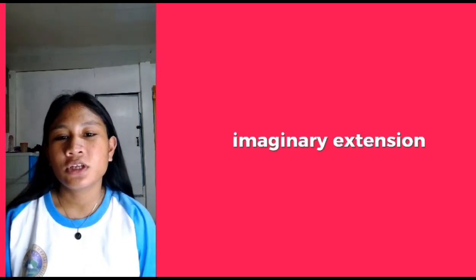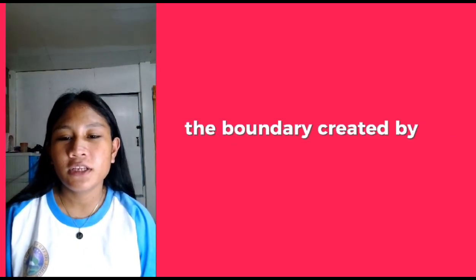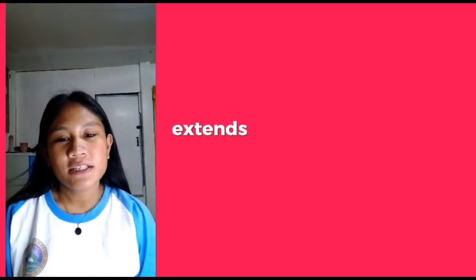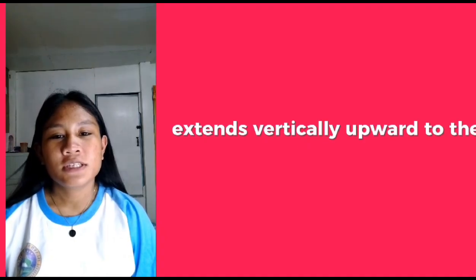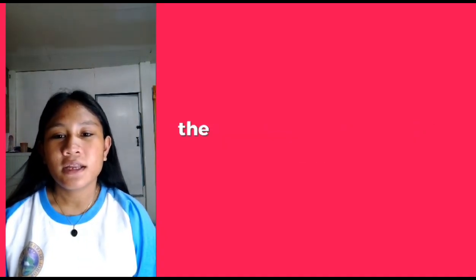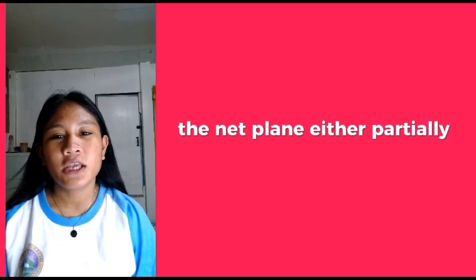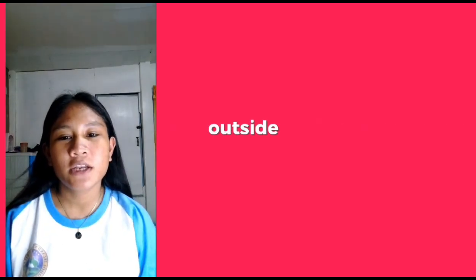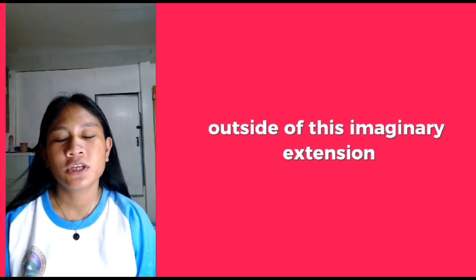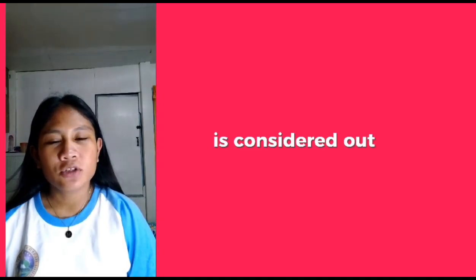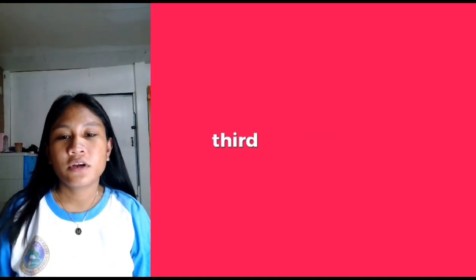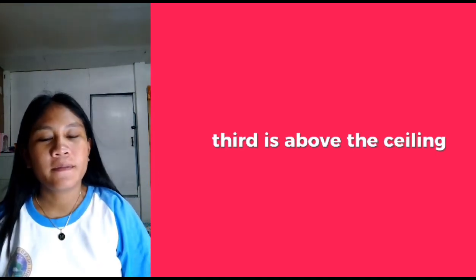Imaginary extension: the boundary created by each antenna extends vertically upward to the ceiling. Any ball that crosses the net plane either partially or completely outside of this imaginary extension is considered out of play. Third is above, the ceiling.